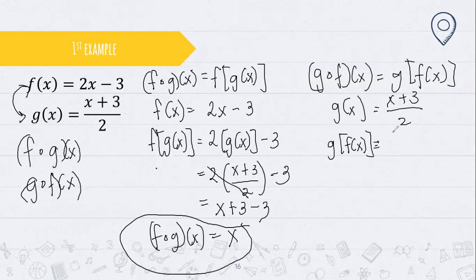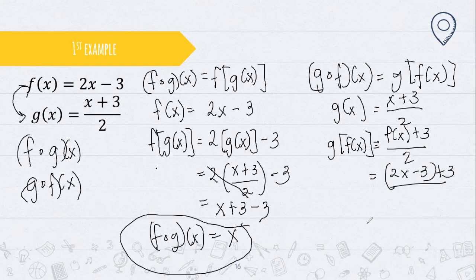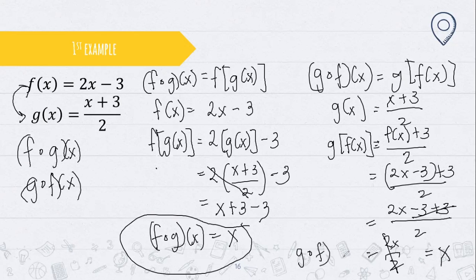So we have g of f of x is equal to (f of x plus 3) over 2. So pasok natin si f of x, that is (2x minus 3 plus 3) over 2. Simplify, we have 2x over 2. Cancel na to kasi minus 3 plus 3. Cancel si 2. So tama na ang ating g of f of x ay x din. So ibig sabihin, legit na si f of x and g of x ay inverse ng isa't isa.